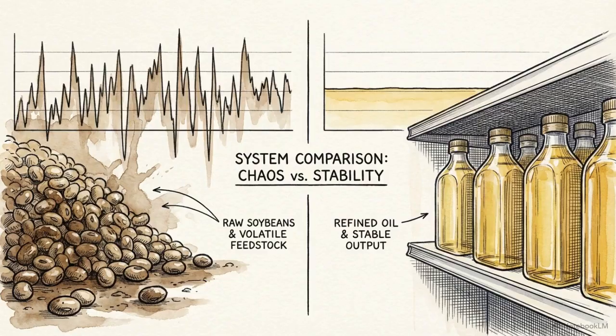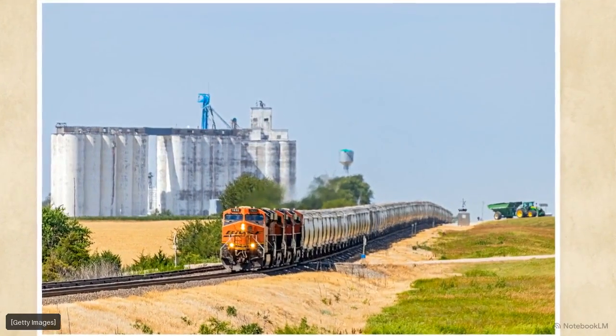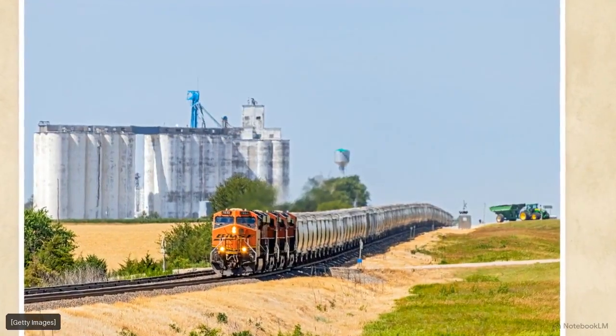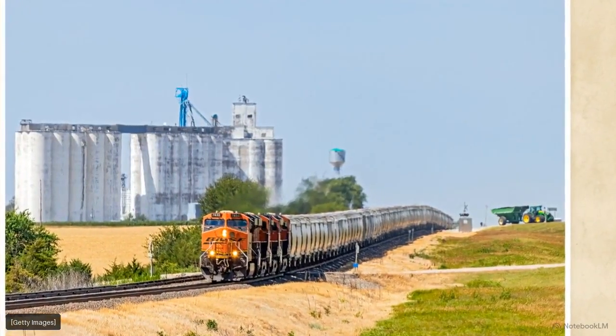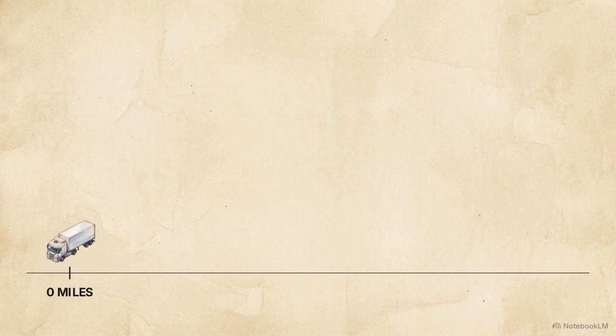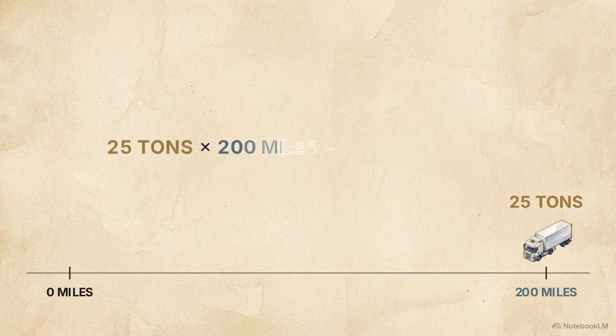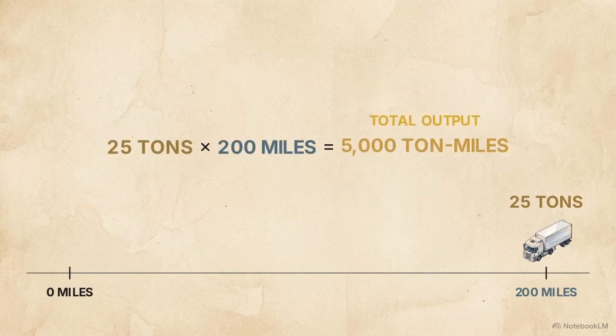Moving down the chain brings us to the logistics layer. Here, survival relies entirely on moving massive physical volumes on razor-thin margins. The foundational economic metric used to calculate this physical work is the ton-mile. A ton-mile measures the movement of 1 ton of freight over a distance of 1 mile. The math is straightforward. If a single truck hauls a 25-ton payload of wheat a distance of 200 miles, that single trip generates 5,000 ton-miles of economic output.